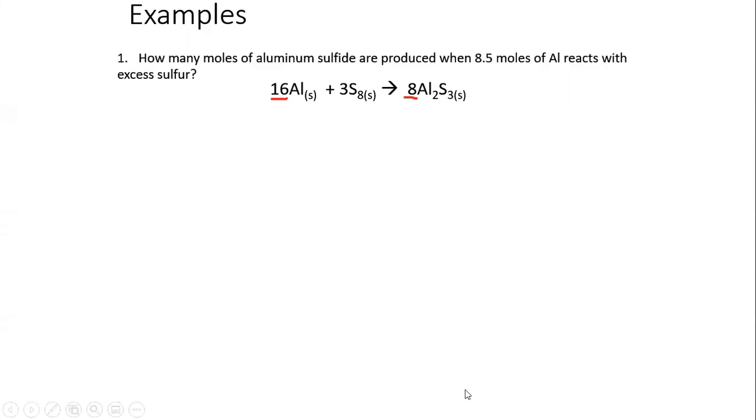So now we can set up our train track. We have 8.5 moles of aluminum. Now our mole ratio is, since we're starting with aluminum, it goes on the bottom, aluminum sulfide goes on top.